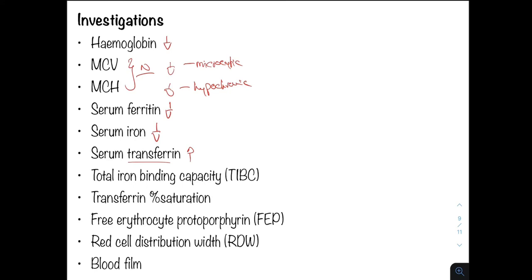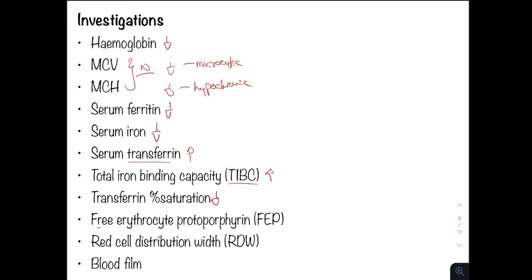The reason for this is that the body recognizes that there is less iron in storage, so it reacts by increasing hepatic transferrin synthesis to try and hunt for iron and replenish the iron stores. The total iron binding capacity, or the TIBC, is a measure of transferrin, so this will also increase. Again, the capacity of how much iron transferrin can bind is increased because less iron is bound to transferrin, and more transferrin is synthesized by the liver. Transferrin saturation would be low because less iron is bound to transferrin.